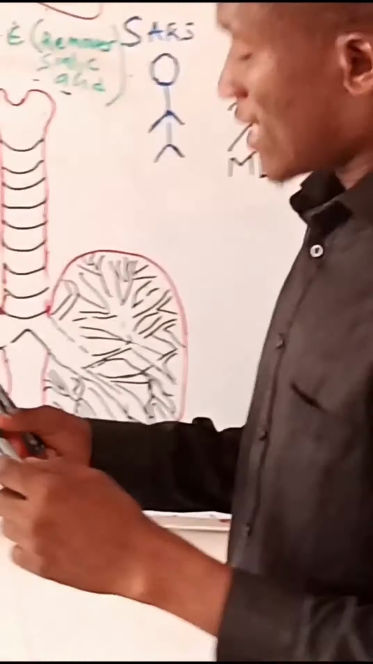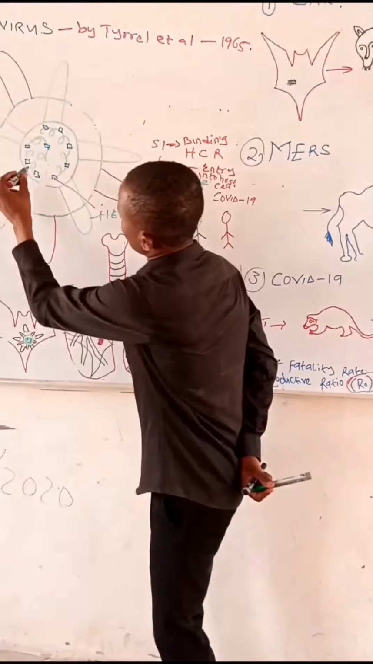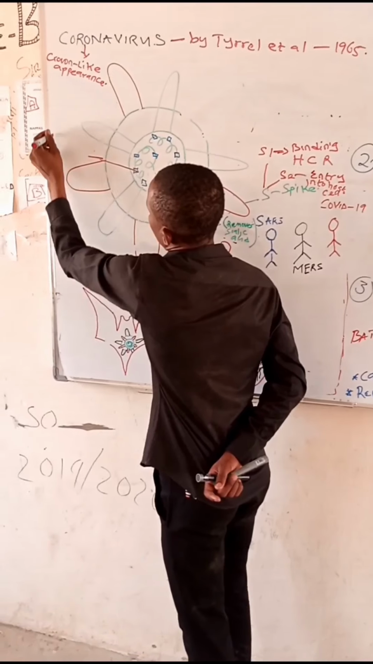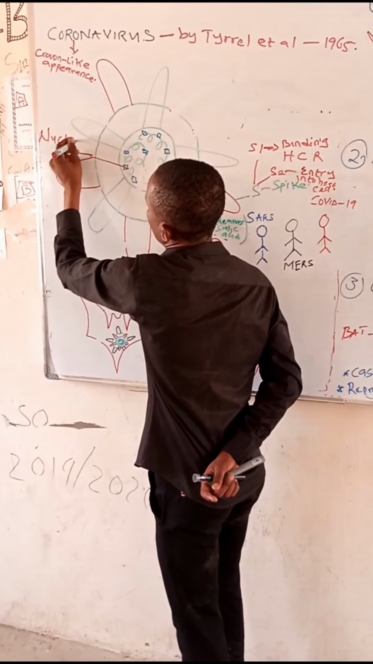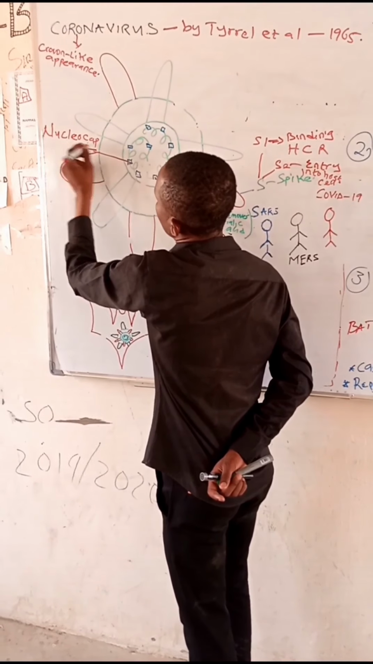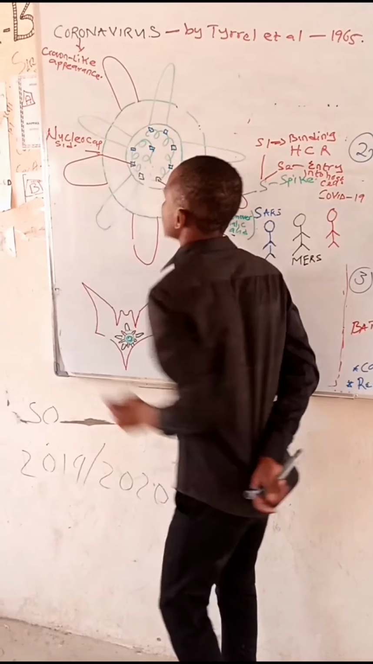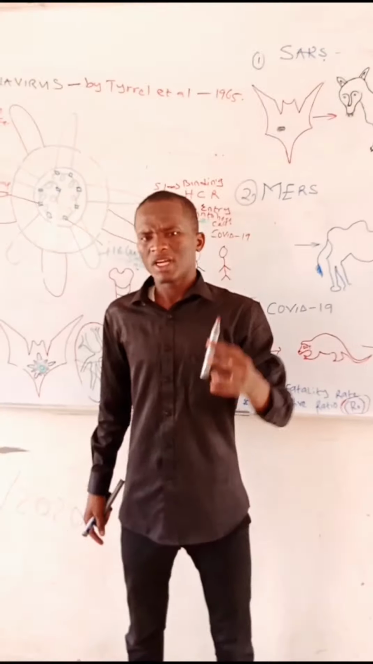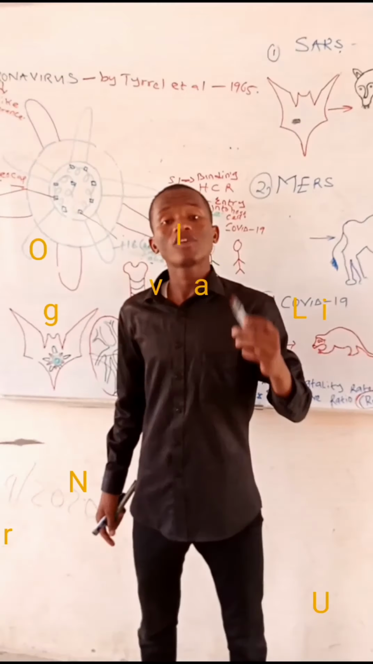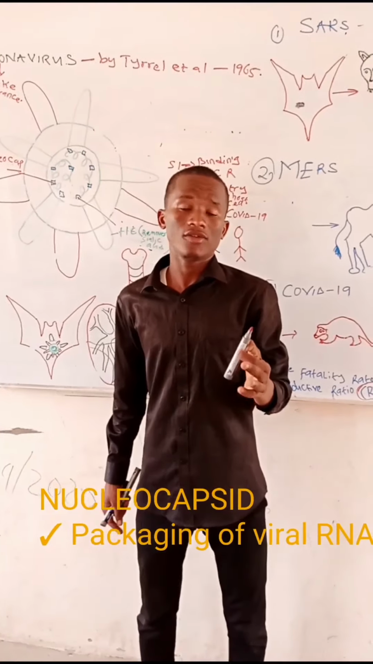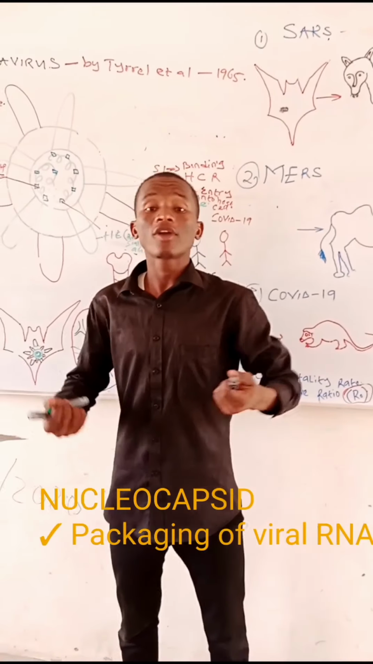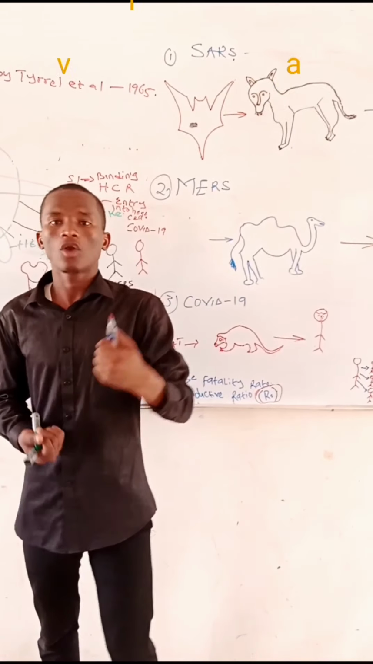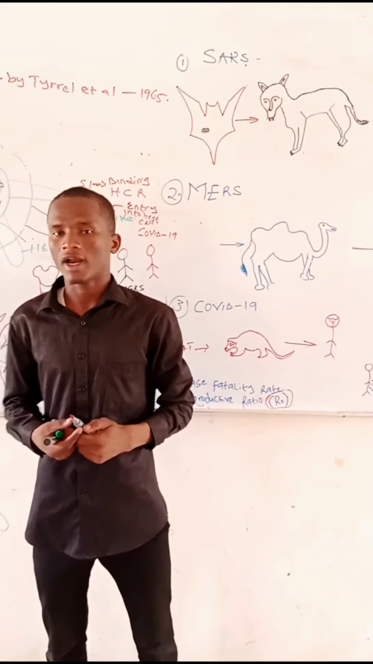The third protein is the nucleocapsid. I colored it in blue. This is a protein that is found in complex with the viral RNA genome. The function of this protein is that it helps the virus in packaging the viral RNA molecule, which is very necessary for self-assembly of the virus and also proper replication of the viral RNA molecule.